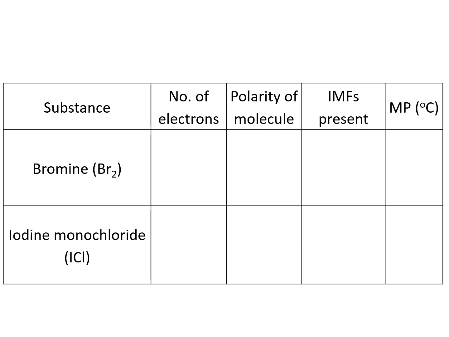But what about chemicals that have the same number of electrons, or near enough the same number of electrons? So let's have a look at this here. Bromine has got 158 electrons. Iodine monochloride has got 162 electrons. So they're around about the same sort of size molecules. But in this case, the polarity is different. Bromine is non-polar, whereas iodine monochloride is polar.